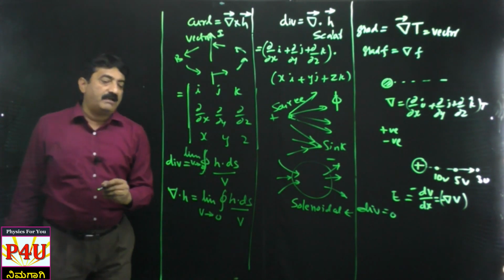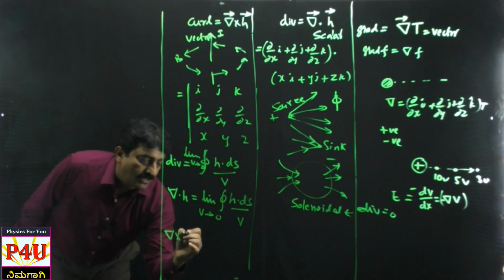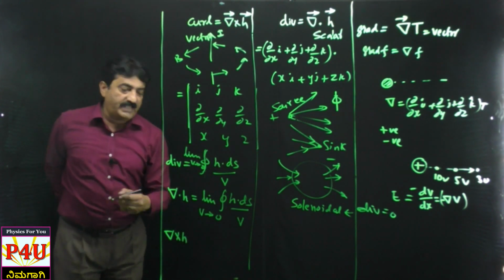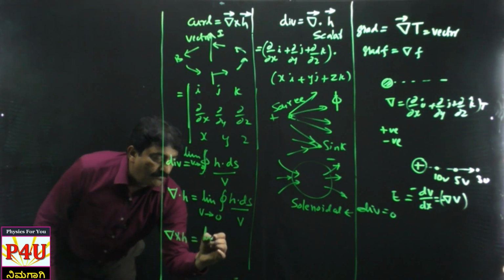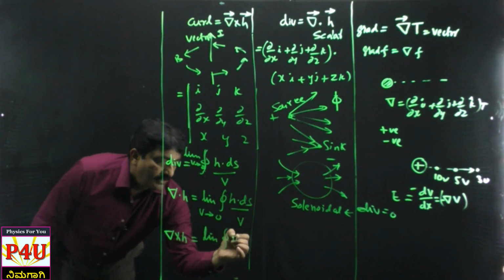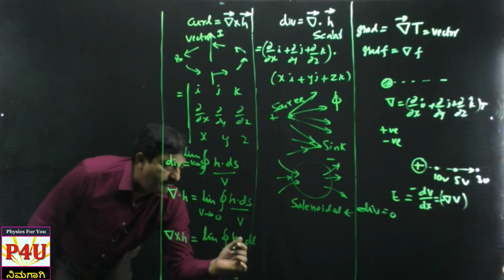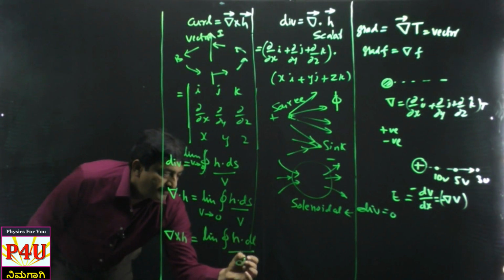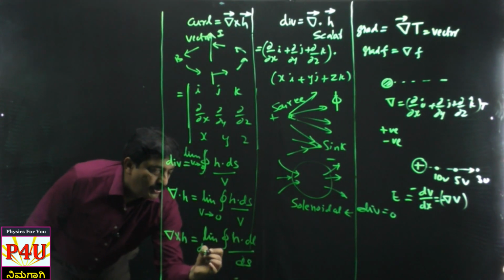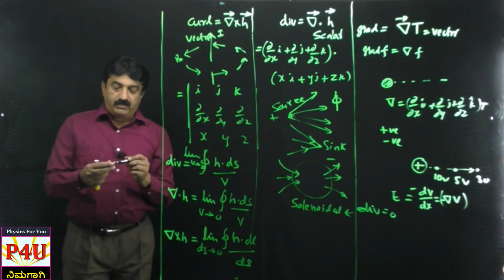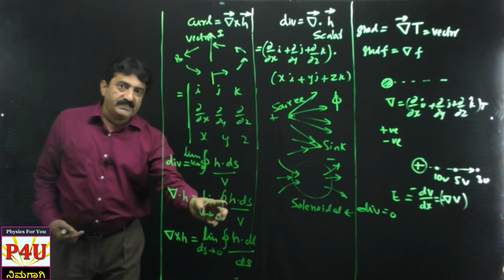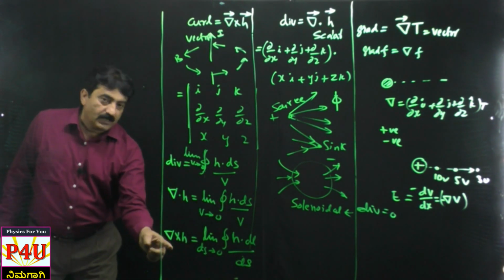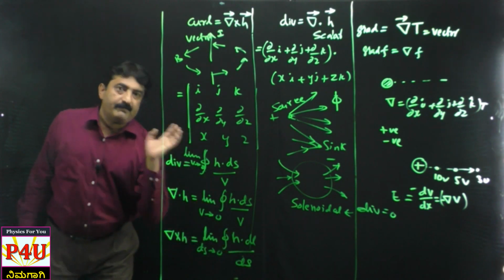Similarly, for curl we have an equation, that is del cross H, or del cross B, del cross E, that is equal to the limit of the line integral of H dot dl divided by S or ds, when ds tends to 0. Please remember these two equations. Here divergence is nothing but the limit of surface integral divided by volume. Curl is nothing but the limit of line integral divided by area.